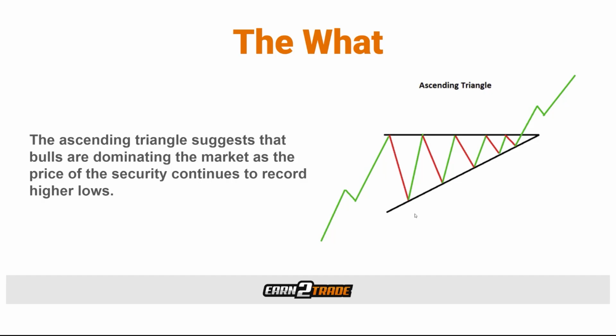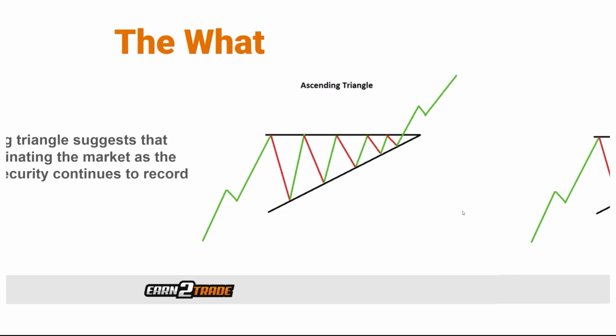It's frequently referred to as a continuation pattern because the price breakout typically occurs in the same direction as the prevailing trend, which was in place before the triangle's formation. The ascending triangle suggests that bulls are dominating the market as the price of the security continues to record higher lows. I did say higher lows. The pattern is considered active once the price breaks out of the triangle following the direction of the ongoing trend.